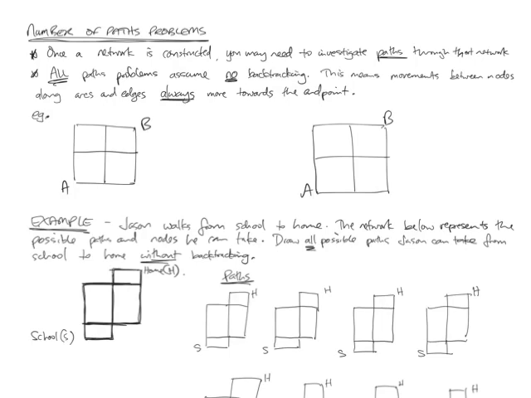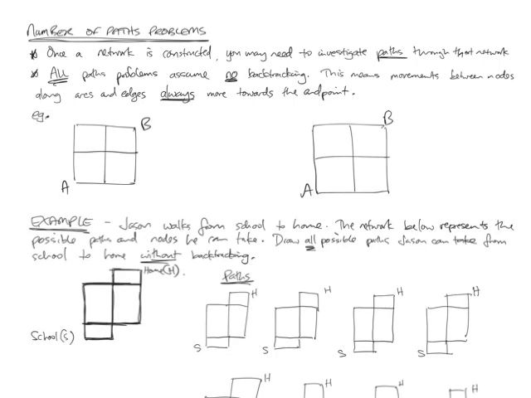So once you've constructed a network, you're going to be asked to investigate paths through that network between nodes. All paths problems that you do are going to assume no backtracking, unless of course the question says that you can backtrack, or if it's a directed network and you have to backtrack. So that means movements between nodes along arcs and edges always go towards the endpoint.